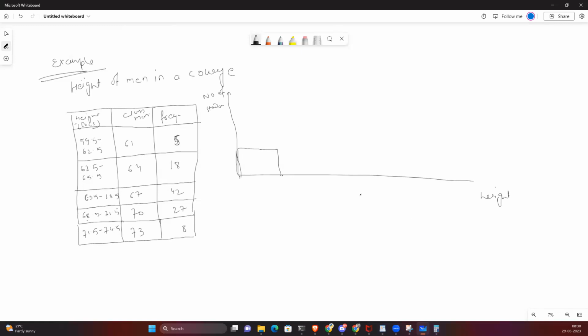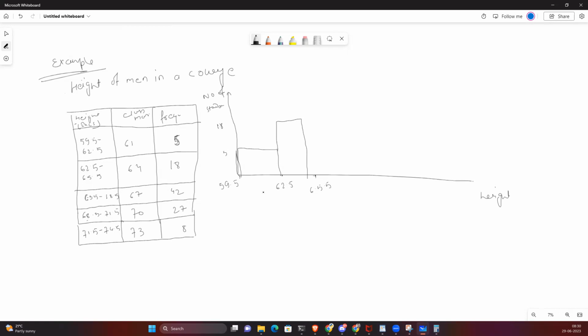Now again, this is called 59.5. This is called 62.5. Now 62.5 is 65.5. This is the range of 65.5. Just for example. So in this category, how many students are falling? 18, right? So 18 is obviously 5 se bada hai. So this will go above this, just for example. So this is 5, this is 18.